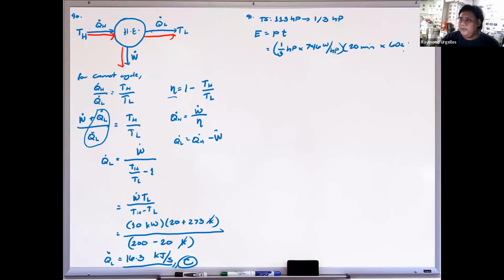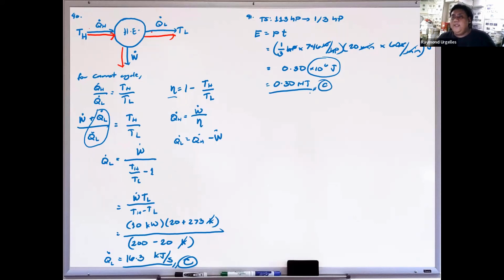We have 60 seconds per minute. So this will be watt second, and watt second is joules. Pag sinolve natin to, you should be able to get 0.30 times 10 to the 6 joules. But again, 10 to the 6 joules is megajoules. Therefore, this is 0.30 megajoules. Ilalabas sa inyo dito is 200 something thousand, mga 290 ganun ata. Tapos pag kinonvert nyo siya sa 10 to the 6, you will get 0.3.